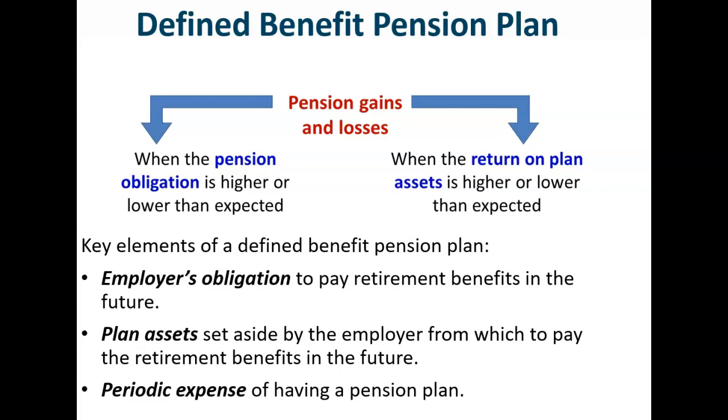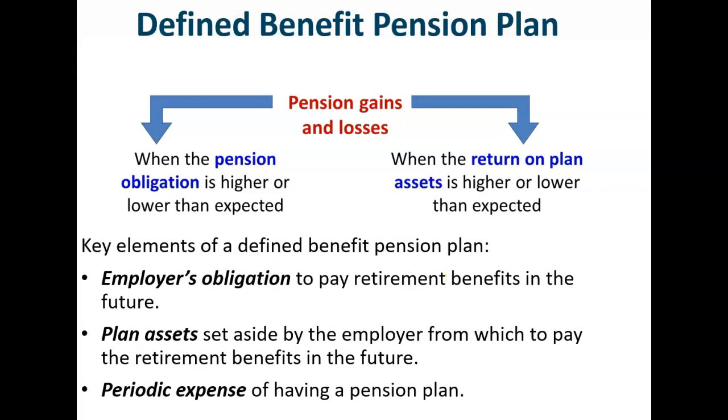The key elements of a defined benefit pension plan are: 1. The employer's obligation to pay retirement benefits in the future. 2. The plan assets set aside by the employer from which the retirement benefits will be paid in the future. And 3. the periodic expense of having a pension plan. As you will learn in this chapter, the first two elements are not reported individually in the employer's financial statement.